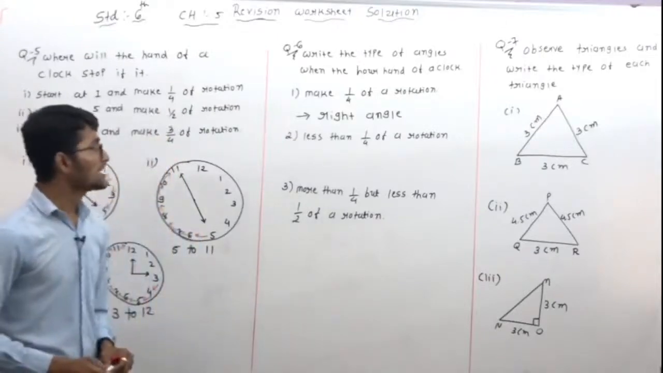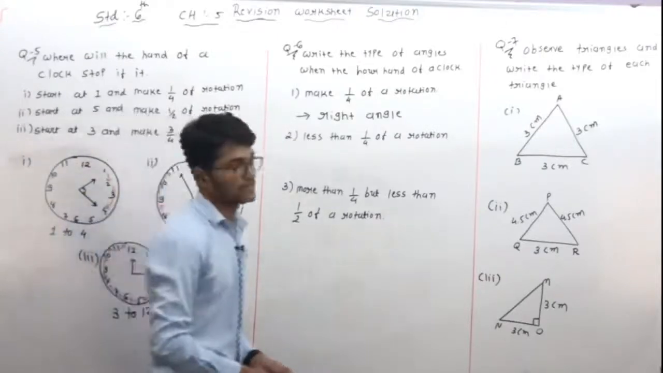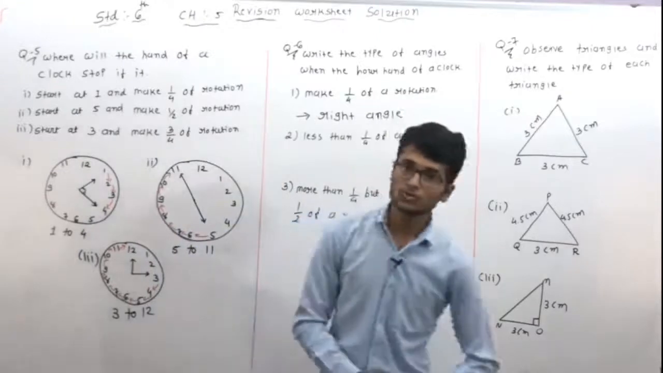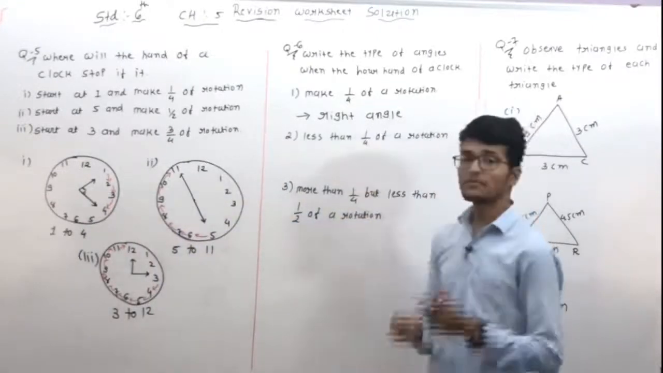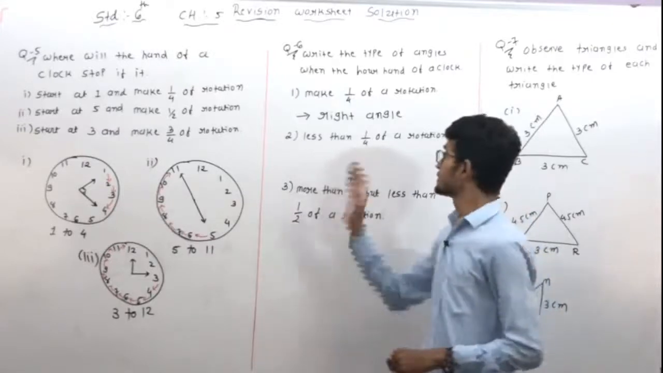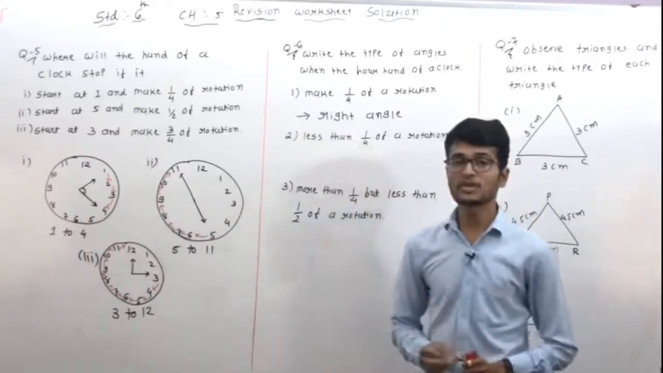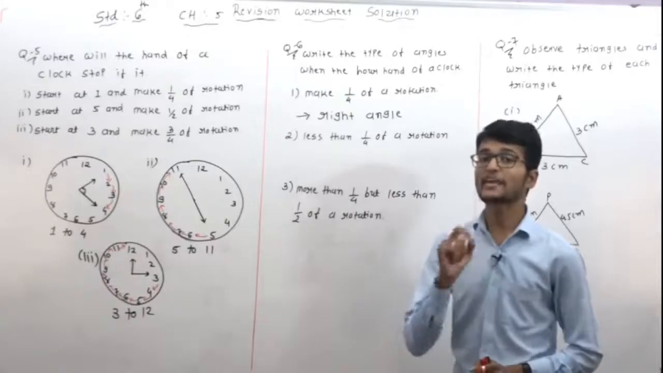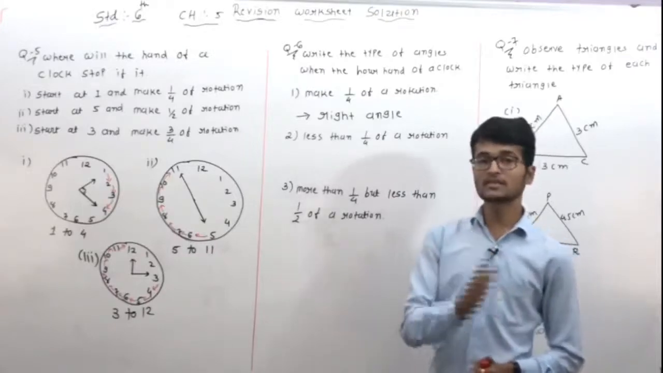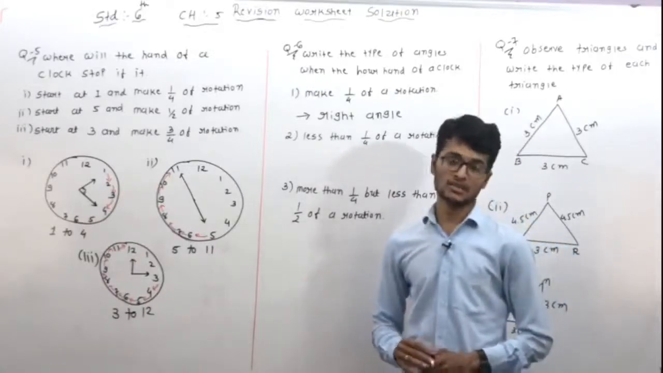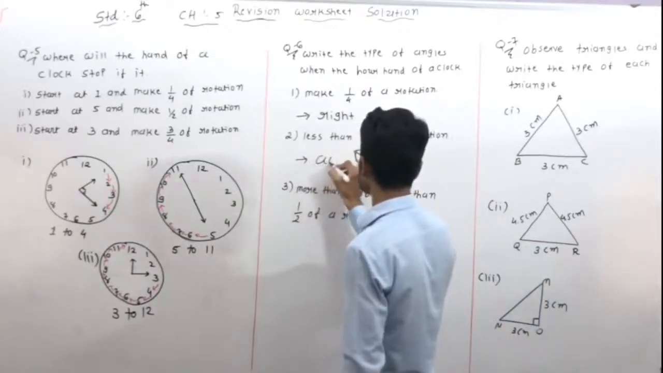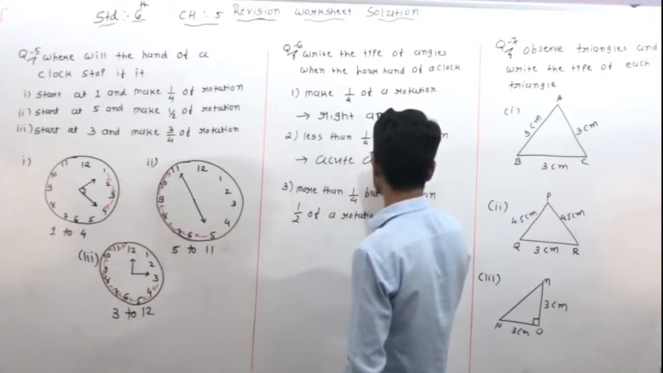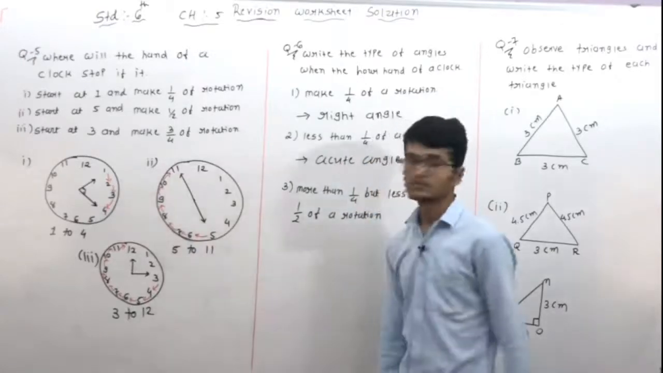Second one, less than 1/4 of the rotation. First of all, 1/4 rotation means 90 degrees. So less than 90 degrees means which type of angle? Acute angle. Why? Because an acute angle is less than 90 degrees. So our second question answer is acute angle.